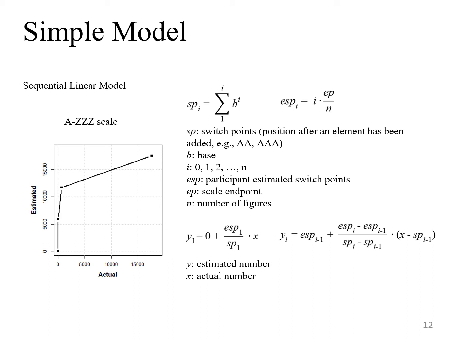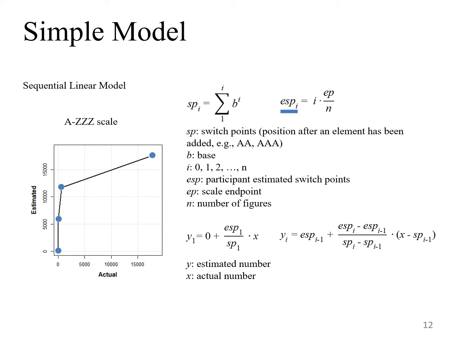In the alphabet system that we used in our task and in which we did not include a 0 element, that is A, AA, and AAA. Then we are interested in how the position of the switch points is estimated by the participants, the estimated switch points. These are the ones I already talked about before.